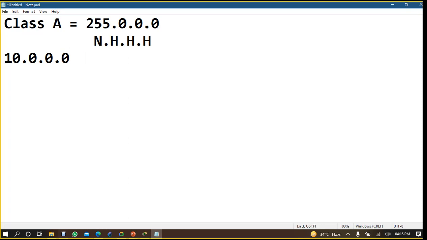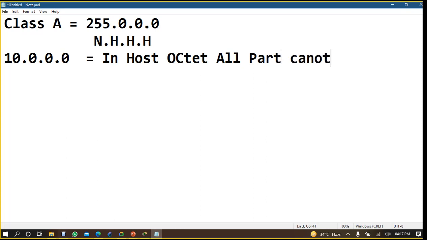So it's saying that in the host part, or in the host octets, all the host octets cannot be 0.0.0.